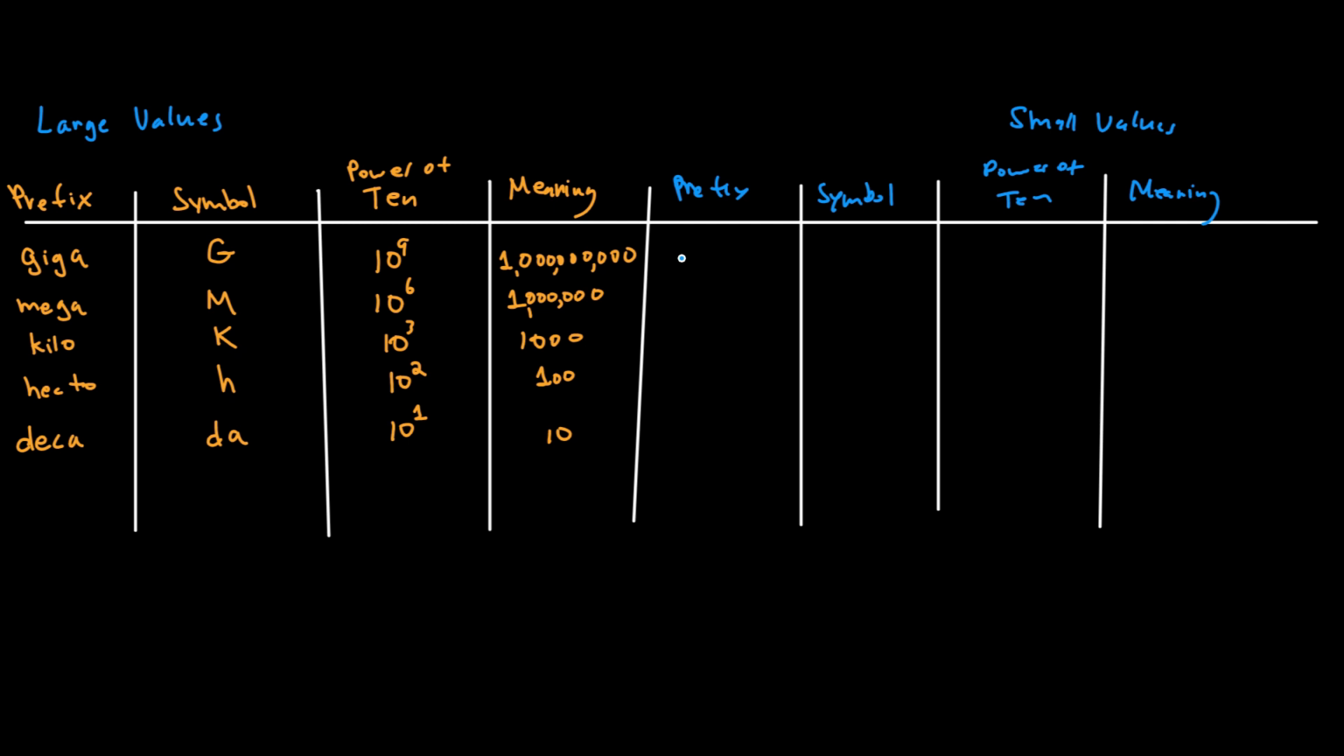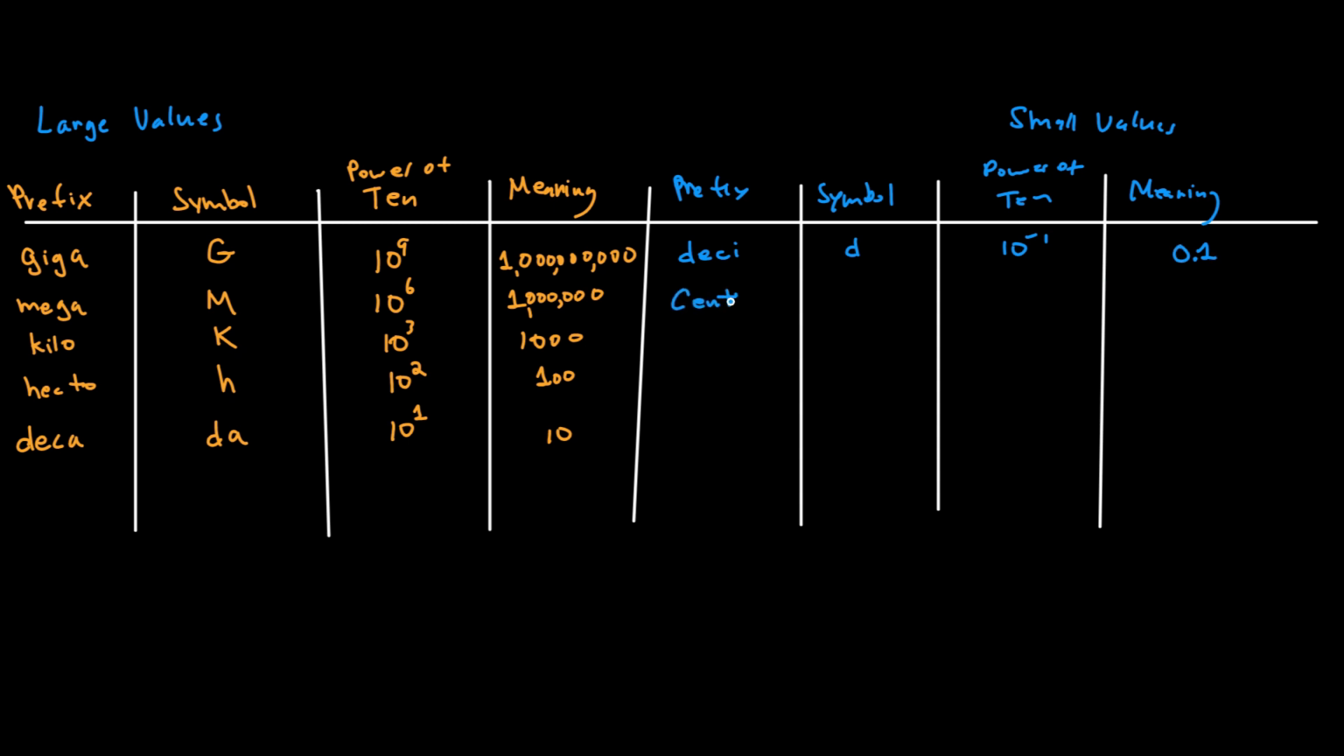Now we start with deci. The symbol is D, and it's to the power of -1, so we will have 1. Because the power is negative, we're moving towards the right. The zeros are placed towards the right, so that will be 0, but we need a decimal place and 1 digit towards the left, which is 0, so it's 0.1.